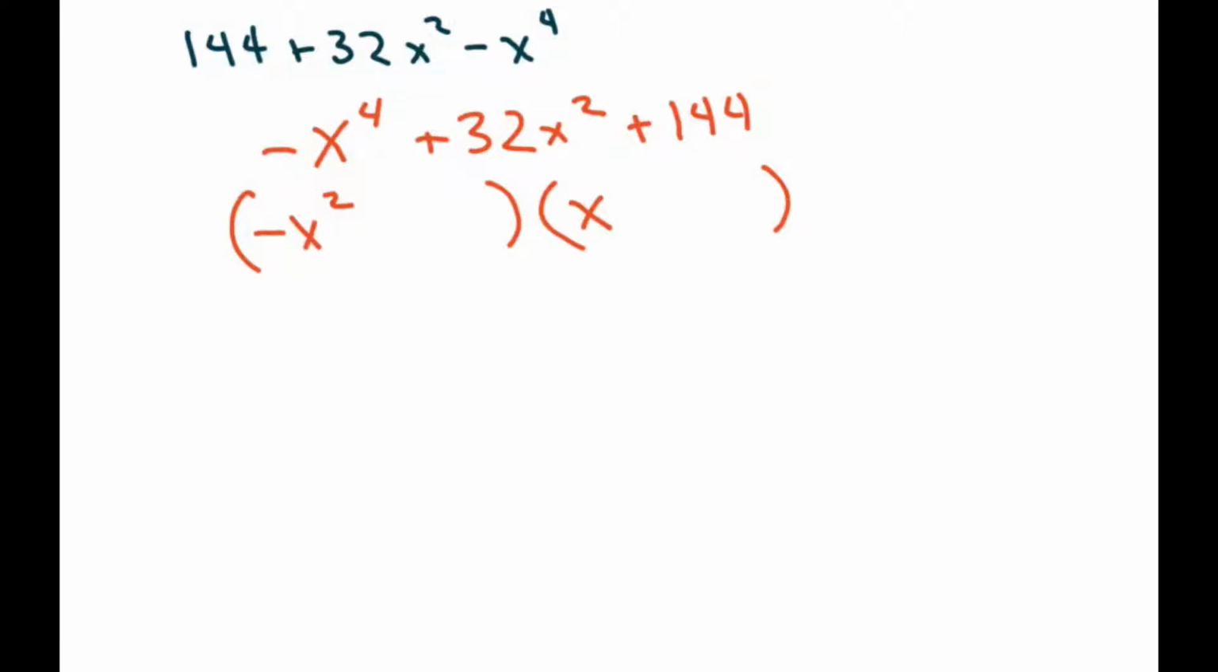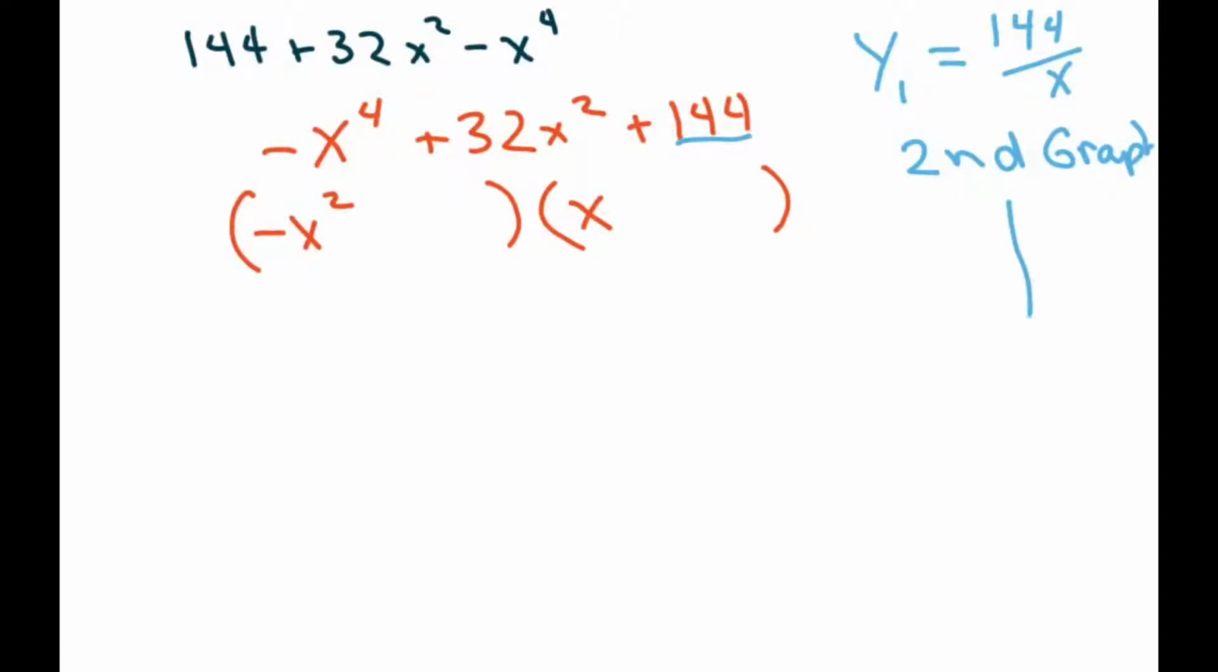And what I did, because there's so many factors of 144, so I went to my graphing calculator, and in my graphing calculator, under y, the function key, I just wrote in 144 divided by x. And then I did second graph, which gave me a table of values, and it gives you your factors of 144. So when you do that, you can get everything you need, because what we want is a 32.